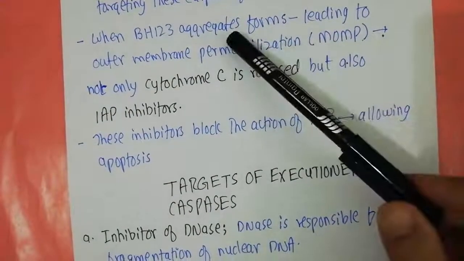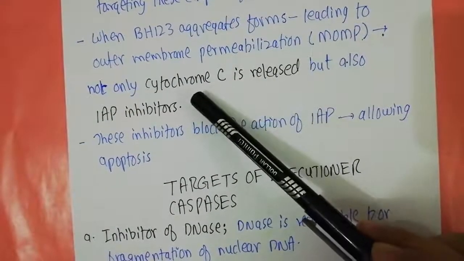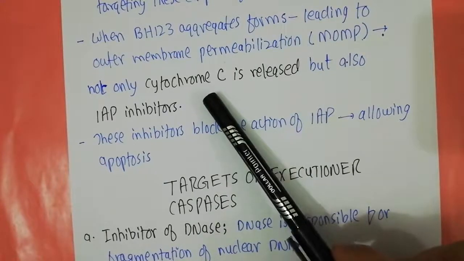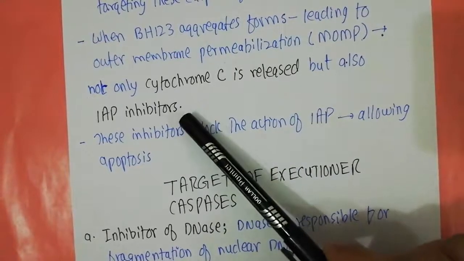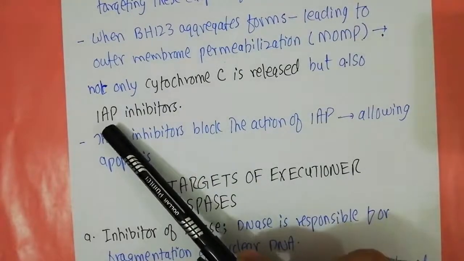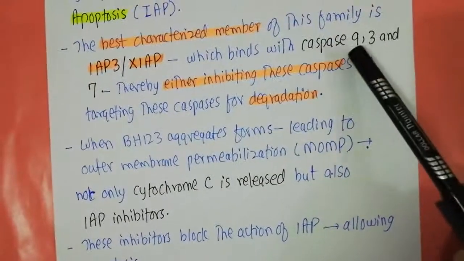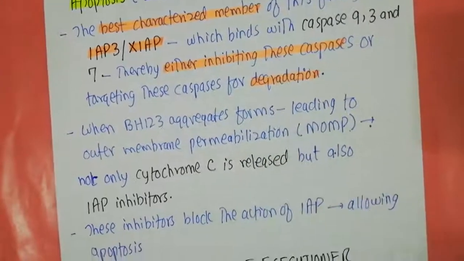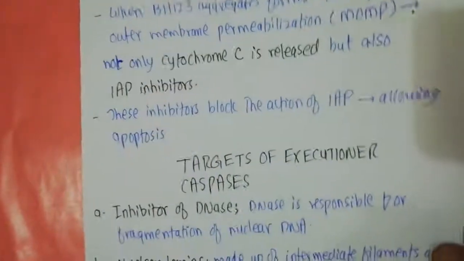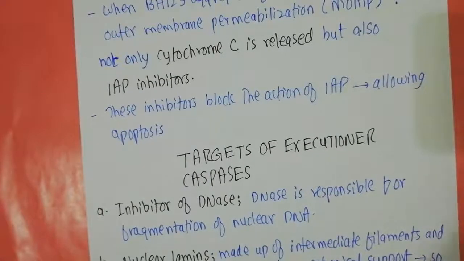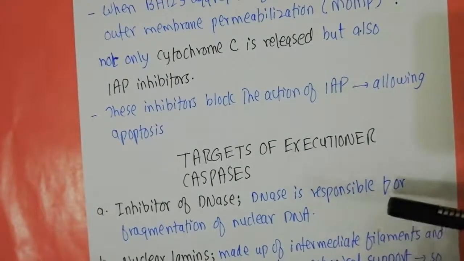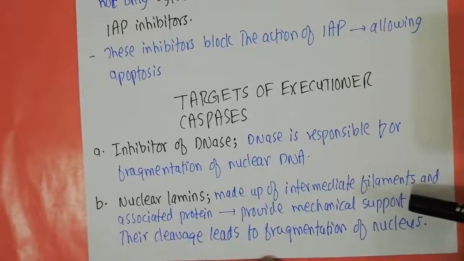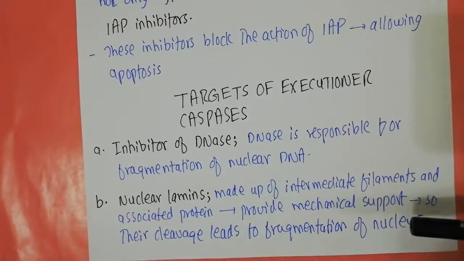So the BH123 aggregates not only release the cytochrome C from the mitochondria, but they also release the IAP inhibitors. And when you inhibit this IAP, that means you can activate the Caspase 9, and you can activate the Caspase 3 and the Caspase 7. Now, these executional caspases, as I've told you, are the caspases which are responsible for the process of apoptosis.